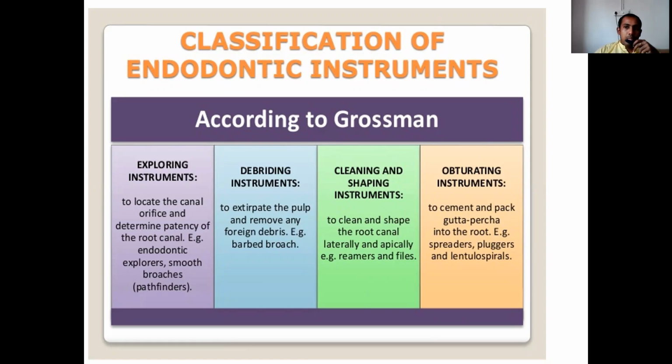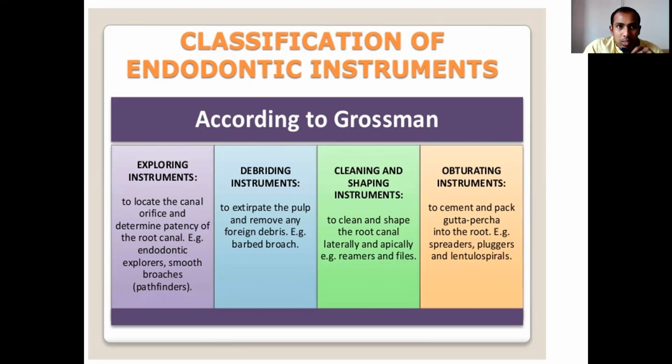As I mentioned earlier, based on the different steps involved in the root canal procedure, that is first access opening, debriding of the canal, cleaning and shaping, and obturation, depending on the different steps involved, different instruments are also employed. So first and foremost, the exploring instruments, followed by debriding instruments, cleaning and shaping instruments, and obturating instruments. For the exploring instruments, mainly we use endodontic explorers, smooth broaches or pathfinders.